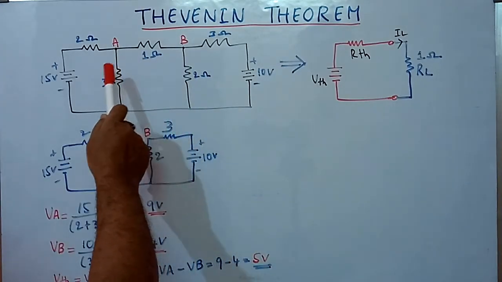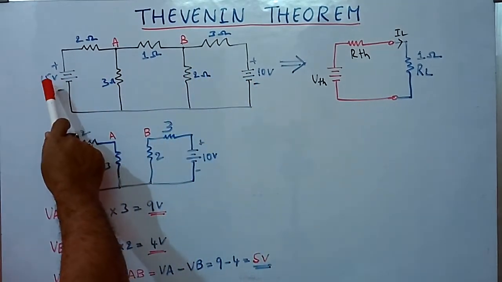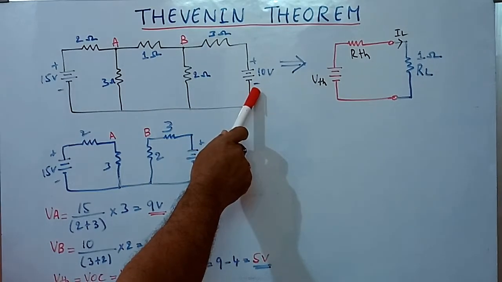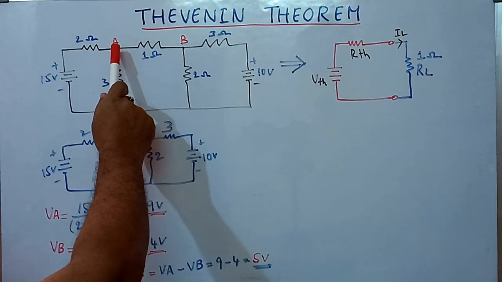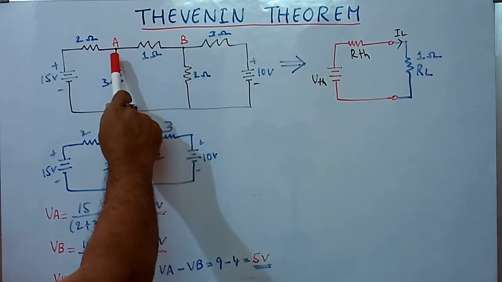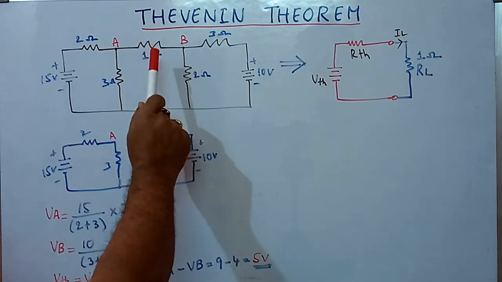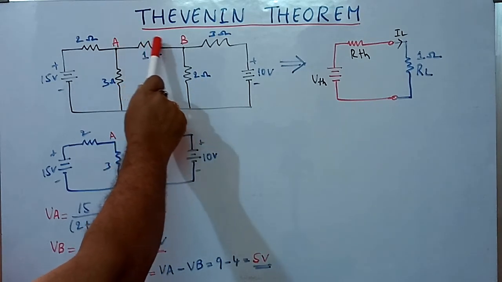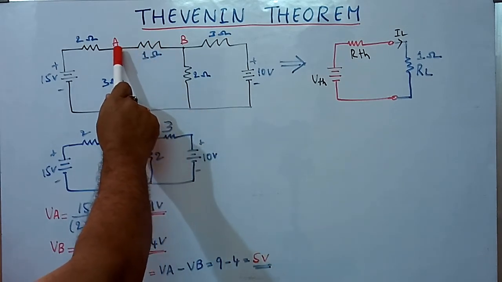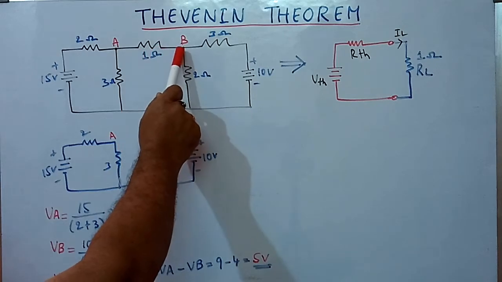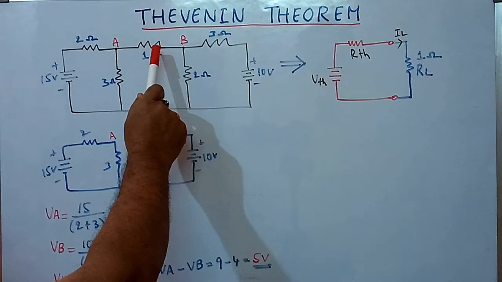Here in this example network, two voltage sources are shown. One is 15 volt source and other 10 volt source is acting on this network, and the terminals A and B are connected with 1 ohm resistance. Now here in this example, we need to find the current which is flowing through this 1 ohm resistance. The resistance between terminal A and B is called as load resistance RL.